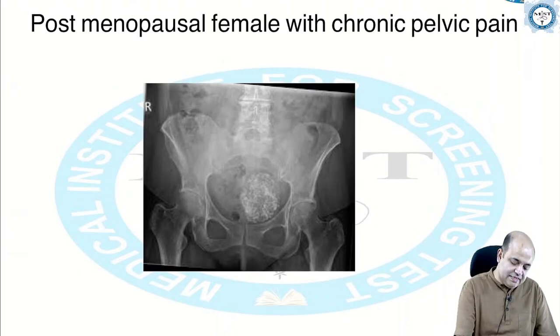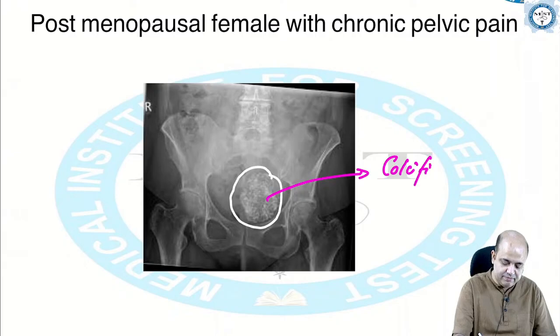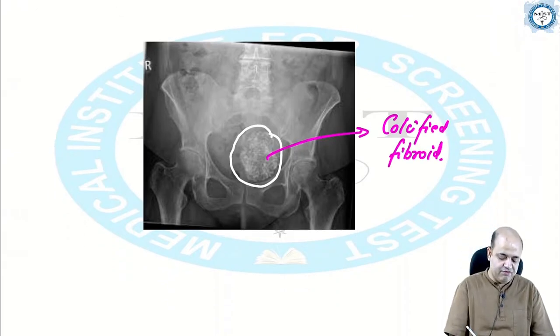We see a calcified mass in a postmenopausal female. This is a calcified fibroid.